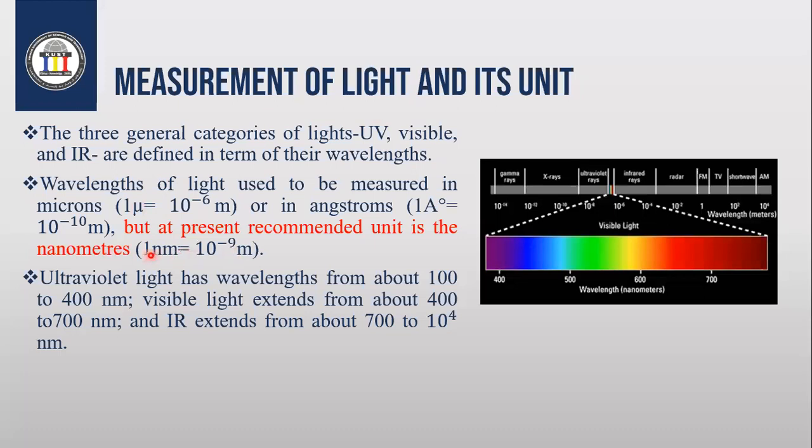So the ultraviolet has a wavelength from 100 to 400 nanometers, which is, as we said, 10 to the power minus 9 meter. Visible light is from 400 to 700, and the IR extends from 700 to 10 to the power 4 nanometers.